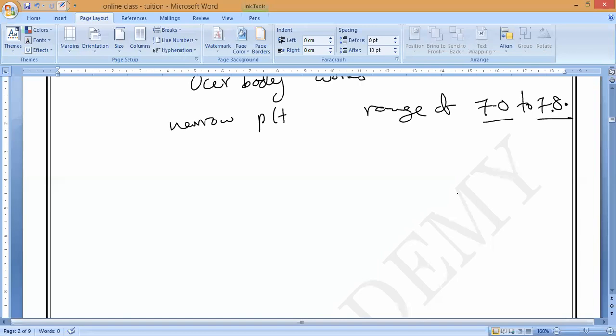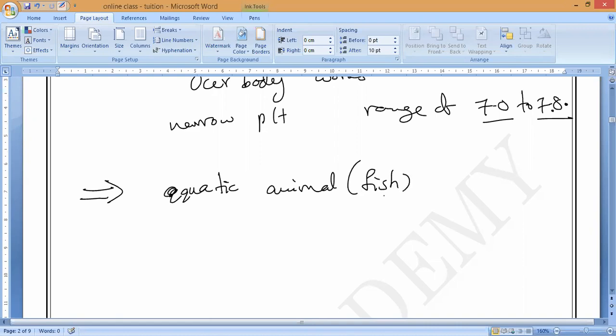So for example, you can take aquatic animals. Let me take aquatic animals like fish. What are aquatic animals? Major aquatic animals are fishes only. Is it yes or no? Please tell me. Aquatic animals used to live where? Whenever we say aquatic animals, where do they live? Water. Is it yes or no?